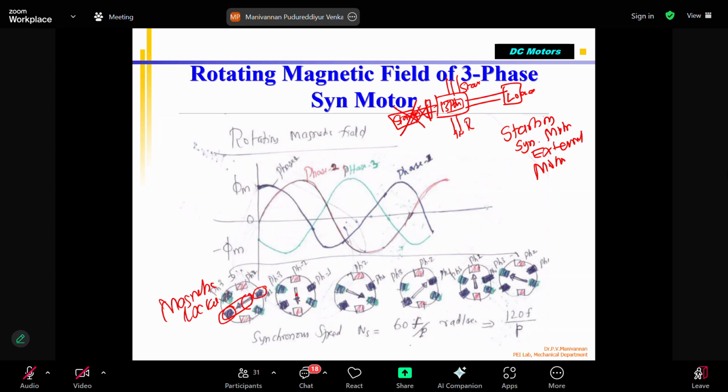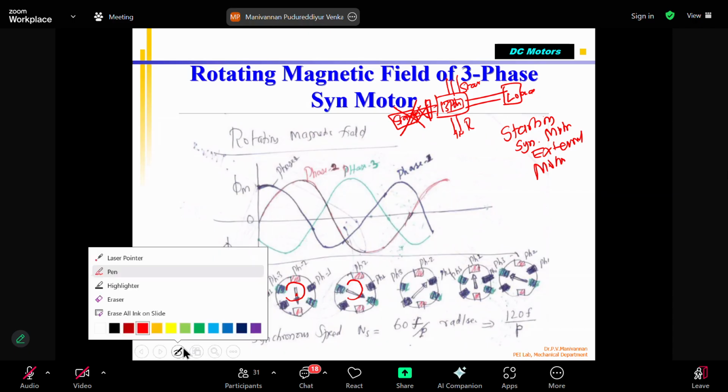After that, the rotor is locked. So with the rotating magnetic field, the rotor also starts rotating. Starting alone you have to do. This is one of the drawbacks of the synchronous motor. But synchronous motors are still used. They have advantages. Okay, so you understand this?